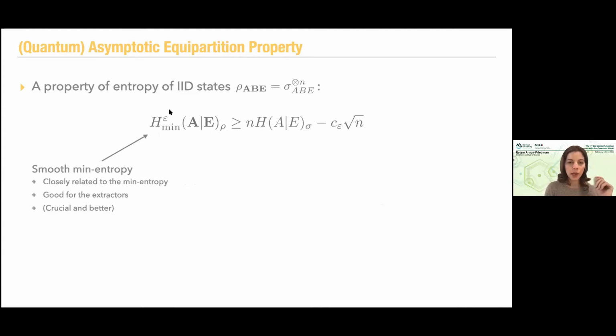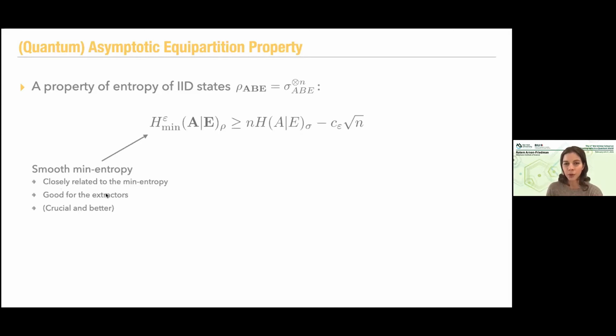The entropy that we have here is called the smooth min entropy, the smooth conditional min entropy. I will not define it exactly. It's closely related to the min entropy. It's basically like taking an optimization problem over all possible states which are epsilon close to this state rho here. But you can think of it as more or less the same as the min entropy. The important point is this is actually the quantity that matters for us when we want to extract a key. It's a quantity which is relevant.